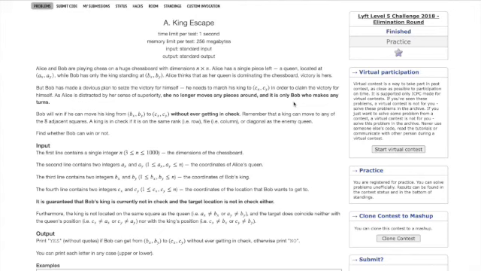This is problem 1033A, King Escape. So let's summarize the question. Alice and Bob are playing chess on a chessboard with dimensions n times n. Alice has only a queen left, located at a set of coordinates, while Bob has only the king left, standing at another set of coordinates.